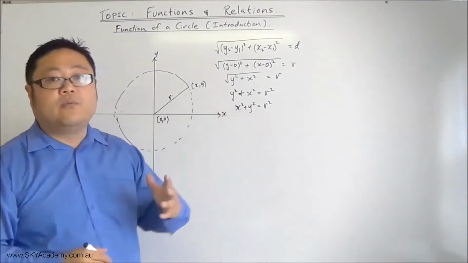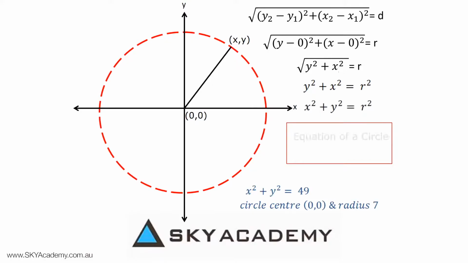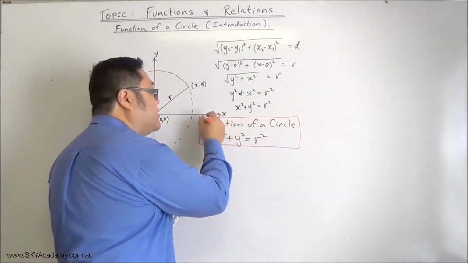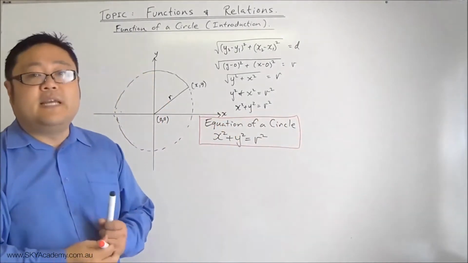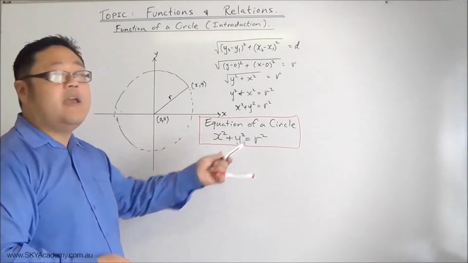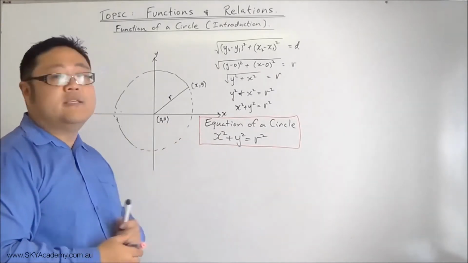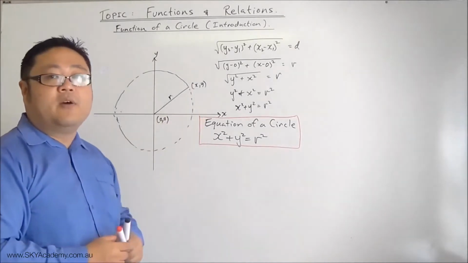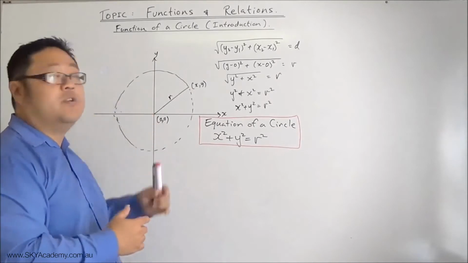This is the general equation of a circle. A circle is given by x squared plus y squared equals r squared. What's special about this circle is that the center of the circle is at the origin and the radius is r units away from the origin. So the radius is r units long.